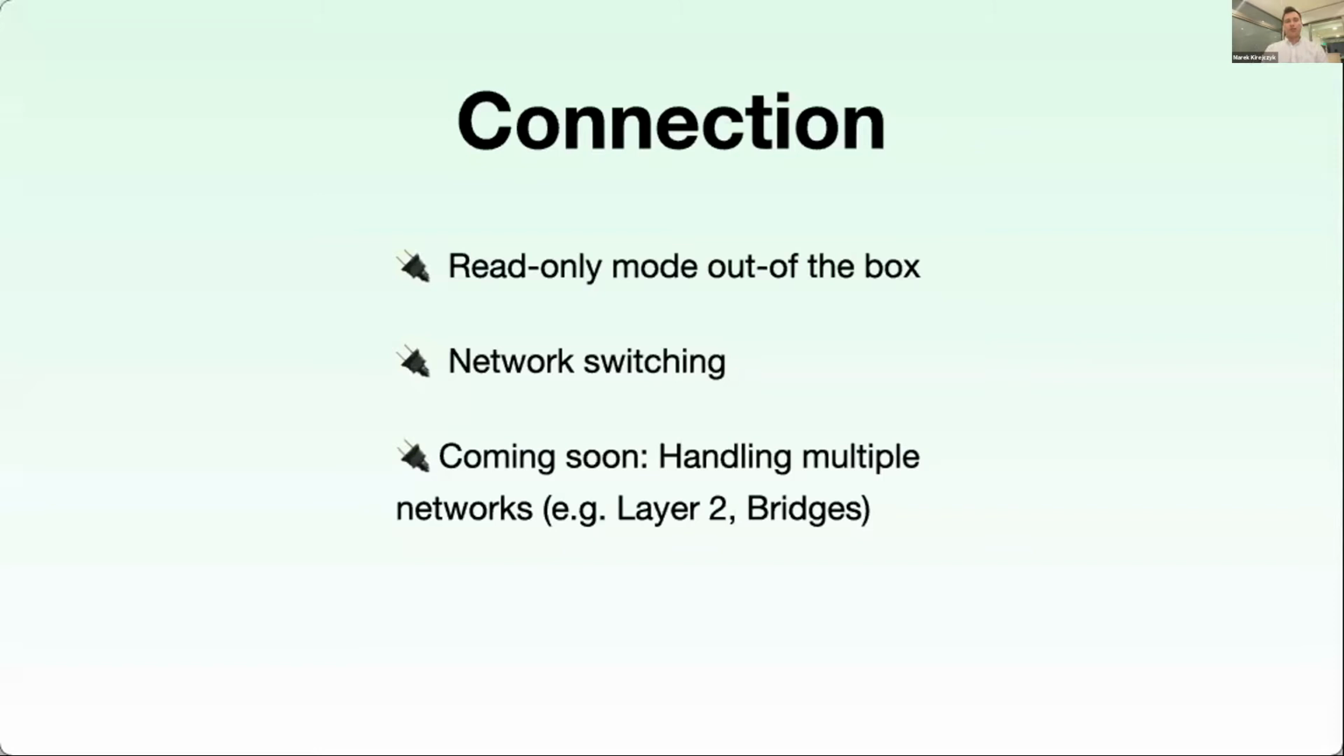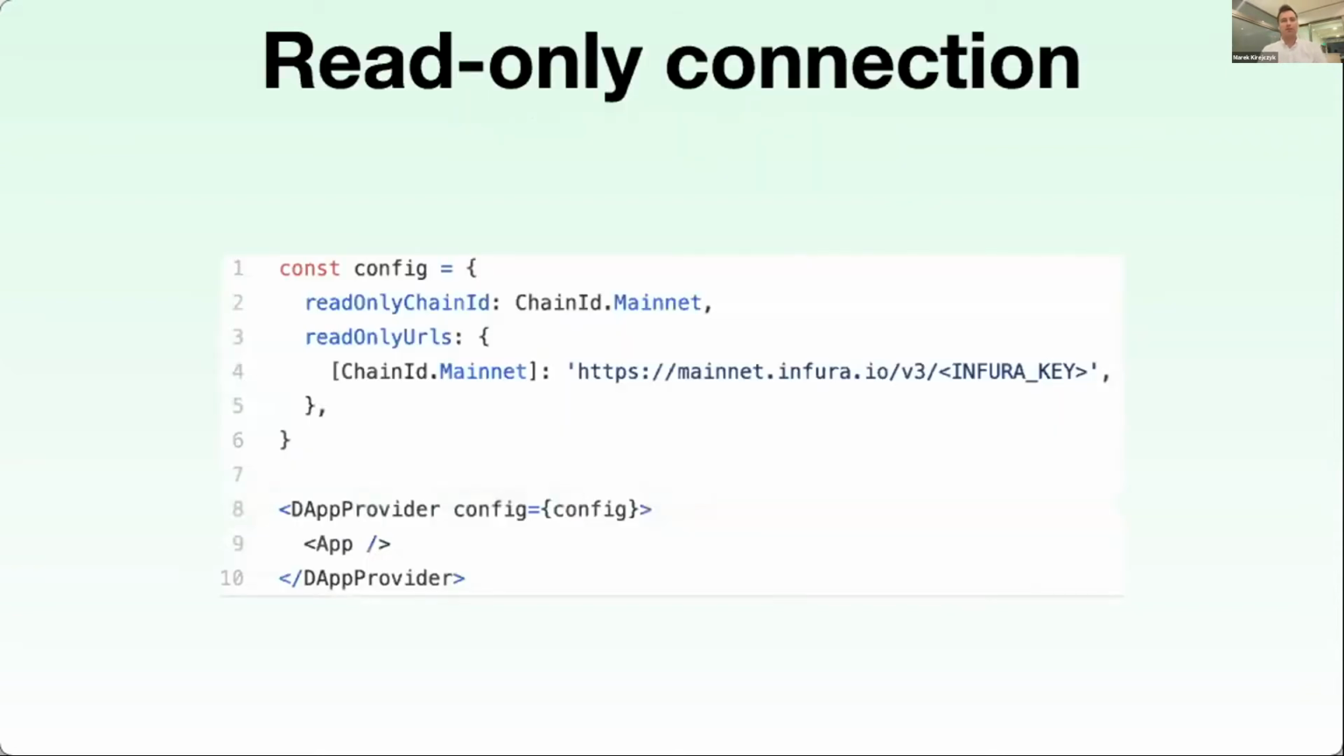So what connection is doing, first of all, you have read-only support out of the box. You have support for network switching, and coming soon, you can now support multiple networks, but we want to be able to support multiple networks in parallel so that you can display content from many networks easily. So here's an example code.